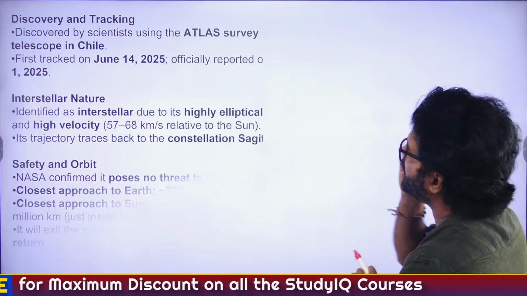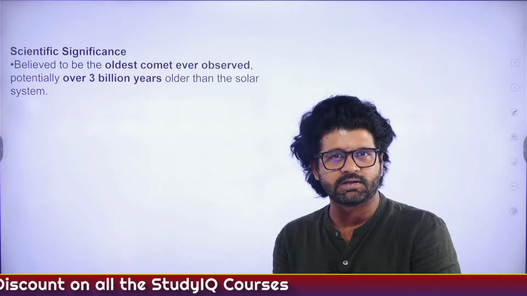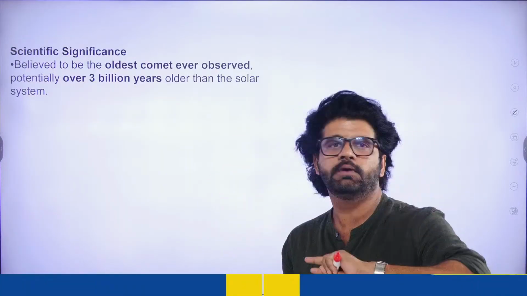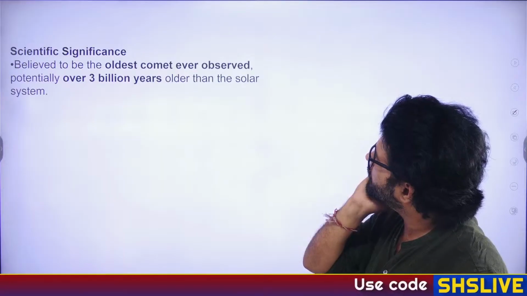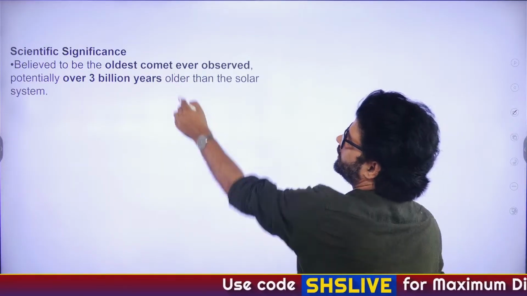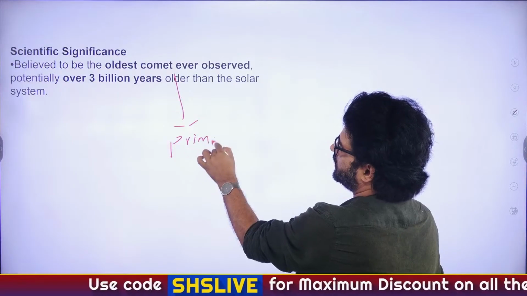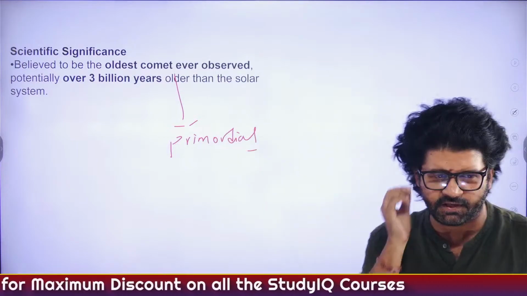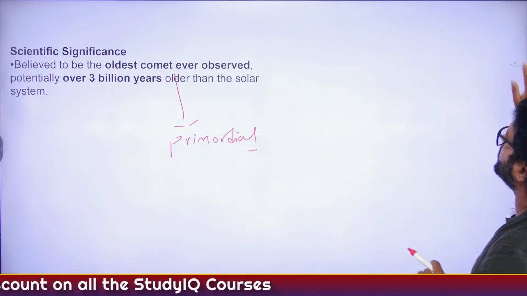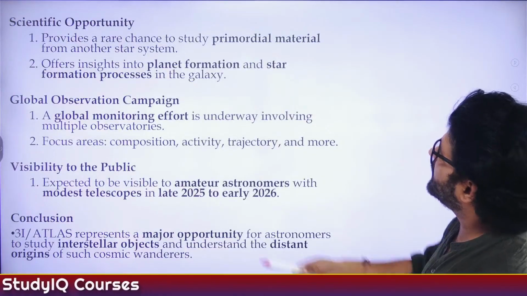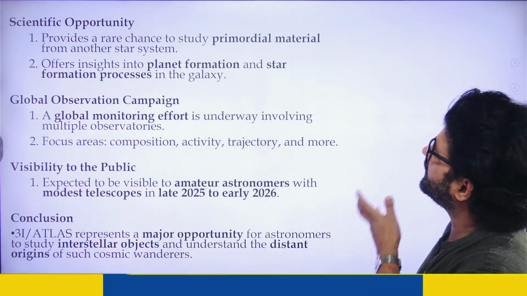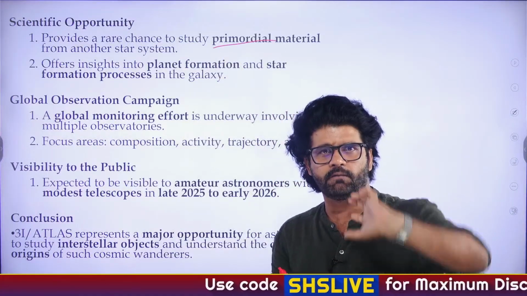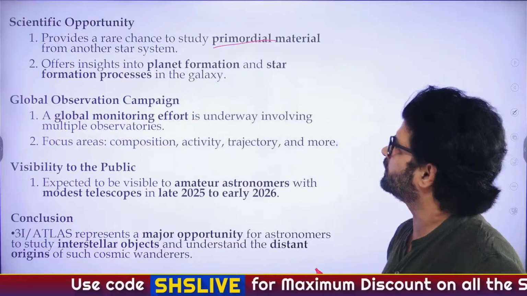They are very important. We have also discussed why it is known as 3I Atlas: third interstellar, the third thing observed from outside the solar system, and discovered by Atlas. It is believed to be the oldest comet, and that's why it is said to be primordial in nature, belonging to the time when the universe was formed. So again, different keywords here. Scientific opportunity: it provides a rare chance to study primordial material from another star system. Primordial means very old, from the time when the universe was formed.